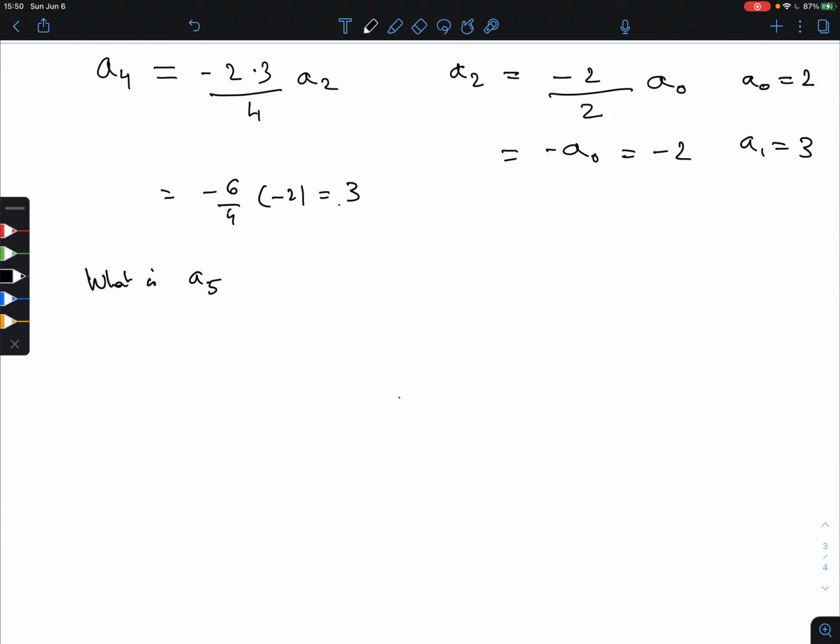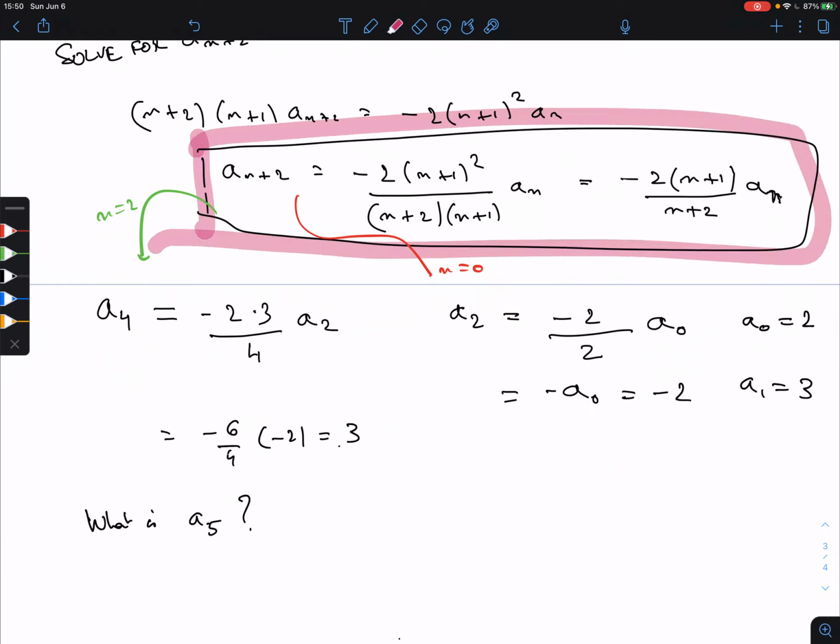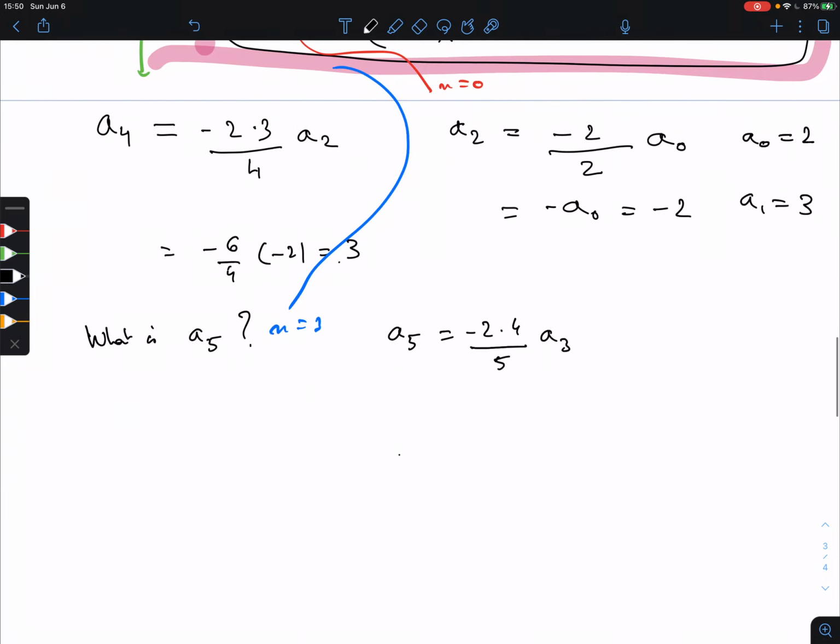You say, why not a3 first? But you'll see. What is a5? Okay, so what should we do in our formula here? Let me box this formula. In this formula, what value of n should we take? n equals 3, right? So let me do this here in blue. If I take n equals 3, then on the left-hand side I get a5. And on the right-hand side, well, plug in 3. That is minus 2 times 4 over 5 a3. But I told you, Professor, we need a3. Okay, yeah, okay. What is a3?